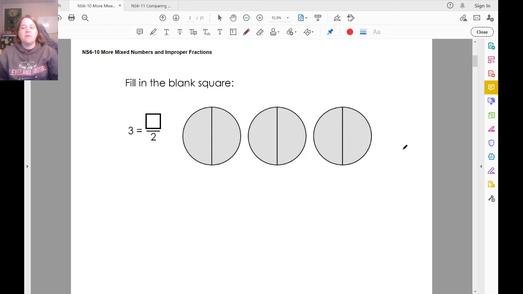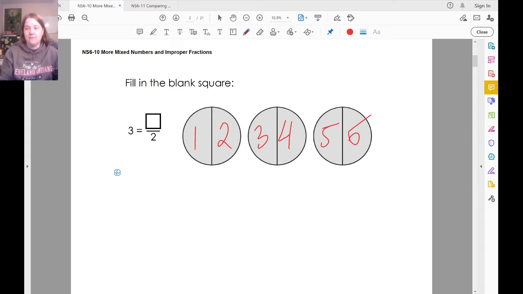So if we have 3 wholes here, these are not holes in the ground, these are entireties. If we have 3 wholes here, how many halves do we have? 1, 2, 3, 4, 5, 6 halves, which means that 3 can also be represented as 6 over 2.